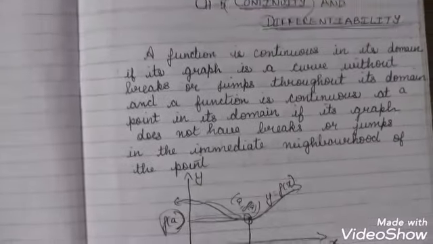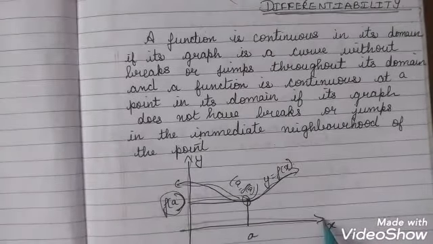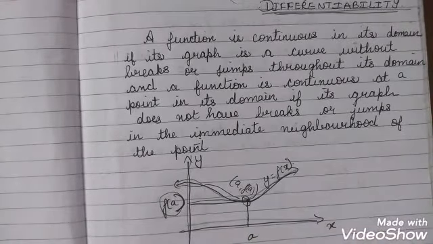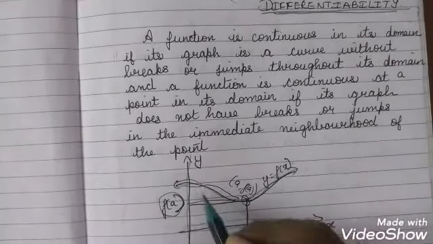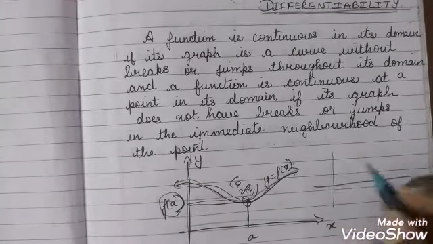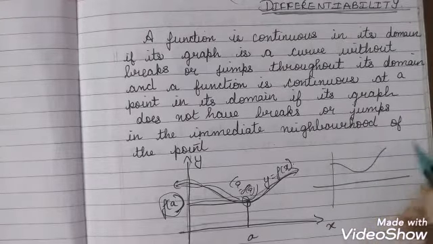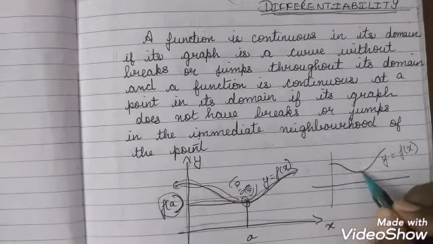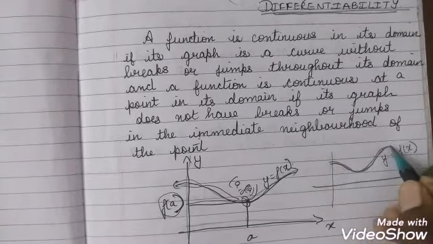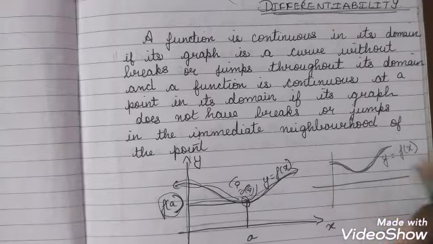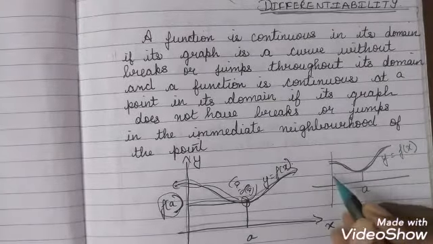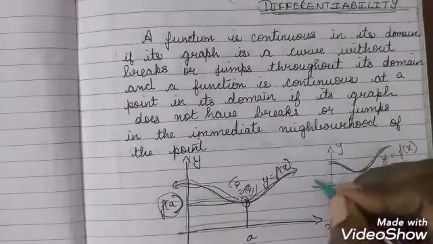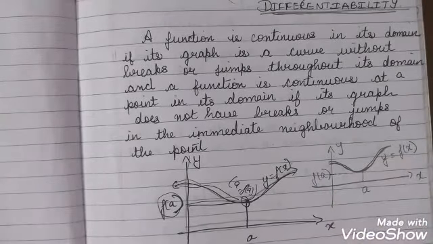What I have done here is taken a curve. Here we have the x-axis and the y-axis, and we have taken a curve y equals f of x. Let me draw the curve here: y equals f of x. If you see this curve, there is continuity, that is, the curve is said to be continuous. Suppose I have a point a, then on the y-axis I will get f of a.